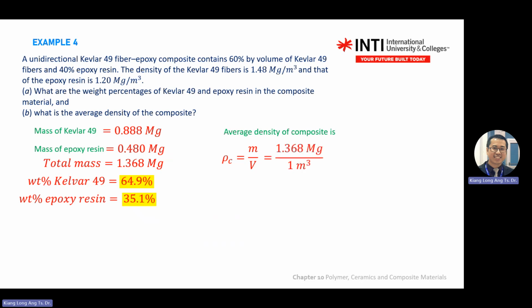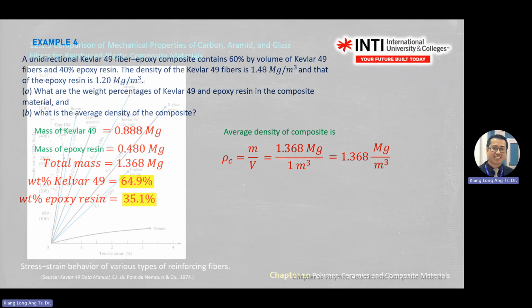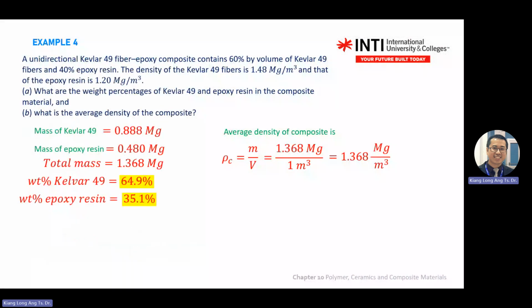So the total mass is what? Is this one. Okay, these two components you join together in 1 meter cube, you have 1.3 megagram. Volume is 1 meter cube because you assumed 1 meter just now. You divide by 1, the answer will be 1.368 megagram over meter cube. Any question? Quite direct, huh?